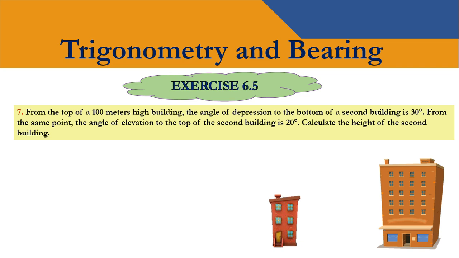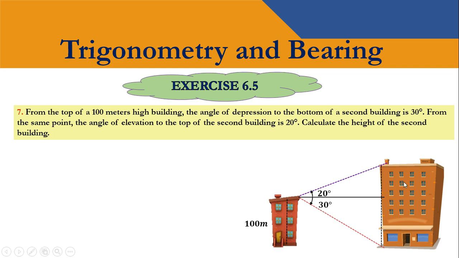Now moving toward the question number 7. From the top of a 100-meter high building, the angle of depression of the bottom of a second building is 30 degree. From here, the angle of depression to the bottom of this building is 30 degree. And from the same point, the angle of elevation to the top of the second building is 20 degree. Calculate the height of the second building.